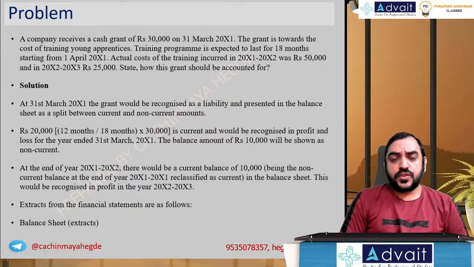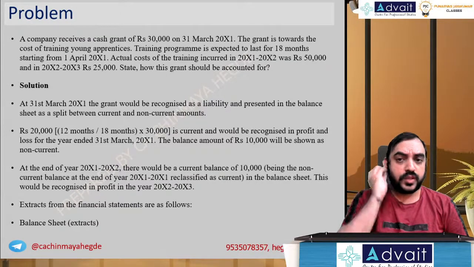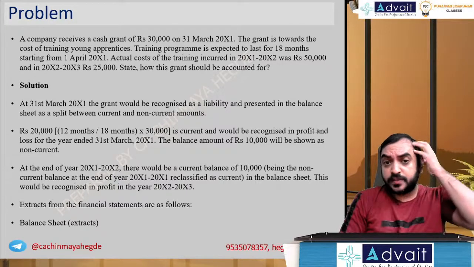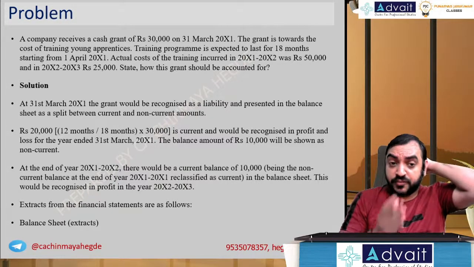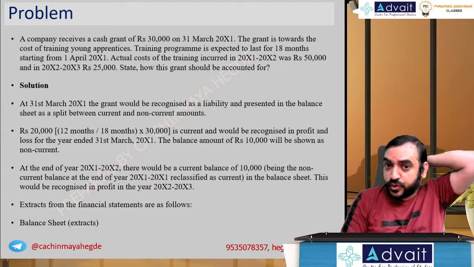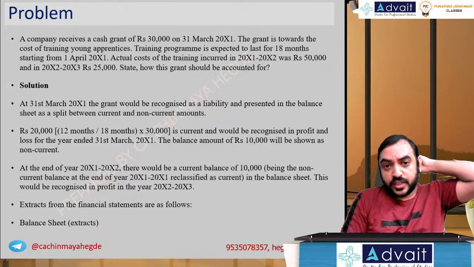A company receives a capped grant of 30,000 on 31st March 2001. The grant is towards the cost of training young apprentices. The training program is expected to last for 18 months starting from April 2001. The actual cost incurred in 2001-2 was 50,000 and in the year 2002 was 25,000. State how this grant should be accounted for.